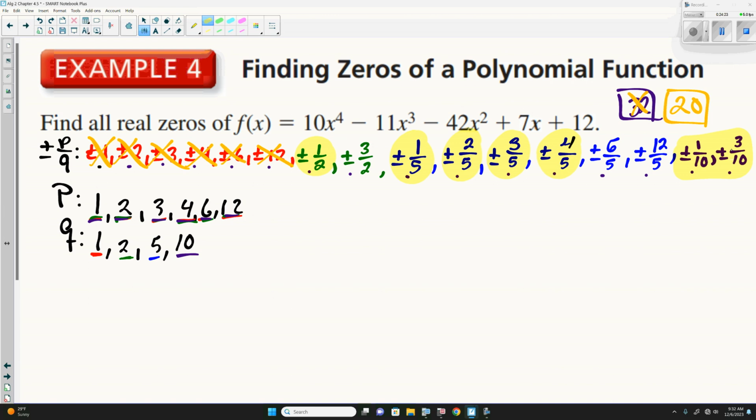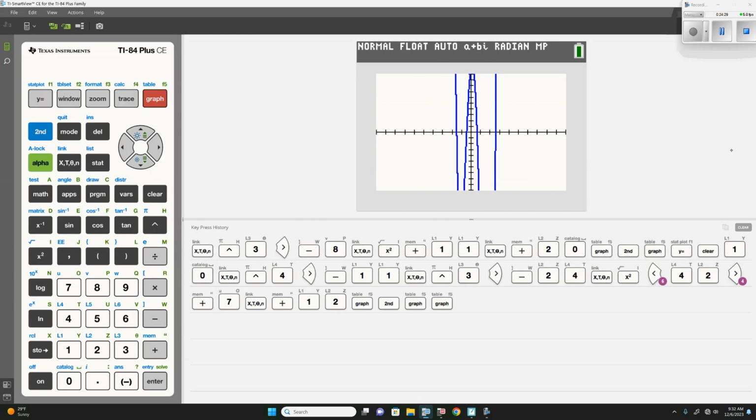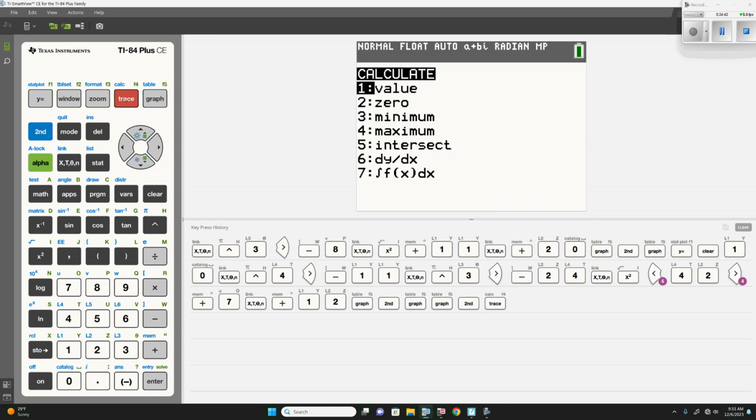So pick one of these and we'll try it first. 1/2. Now, there are 2 ways we can go about doing this. One of them is synthetic division. We can set it up and do 1/2. We already have it typed in the calculator, yes? Do this here, second trace. Second trace. Trace is right there next to graph.